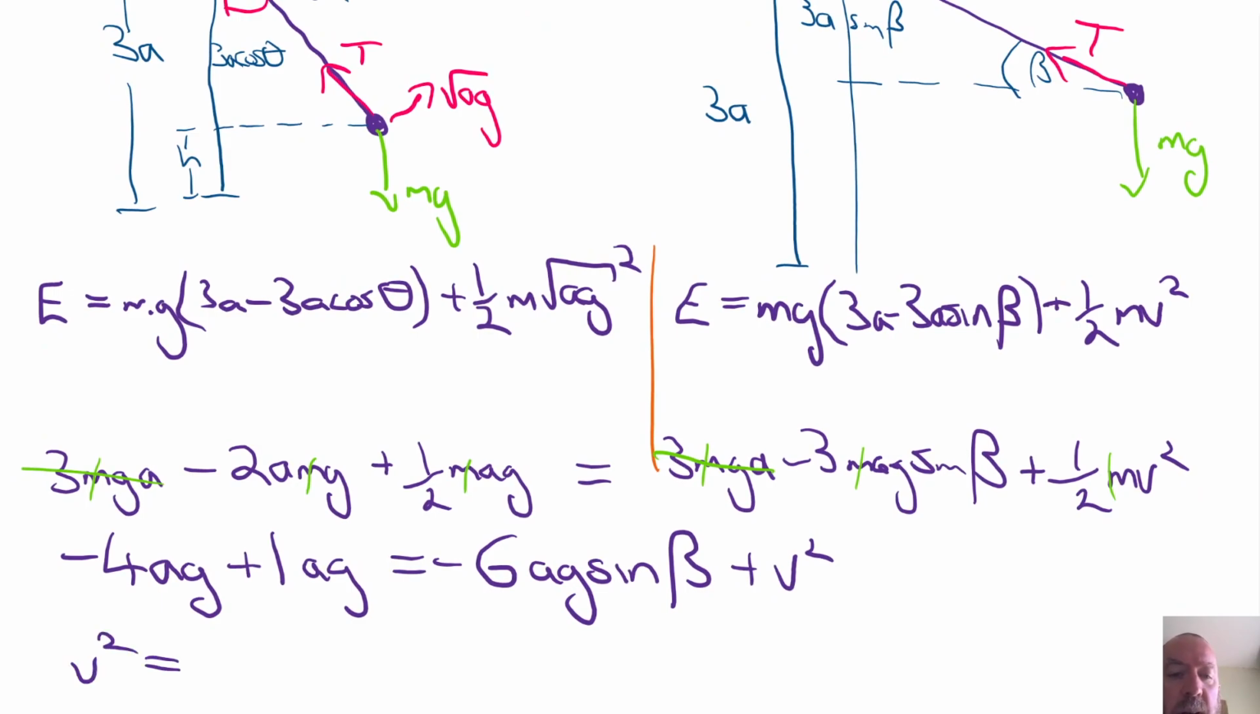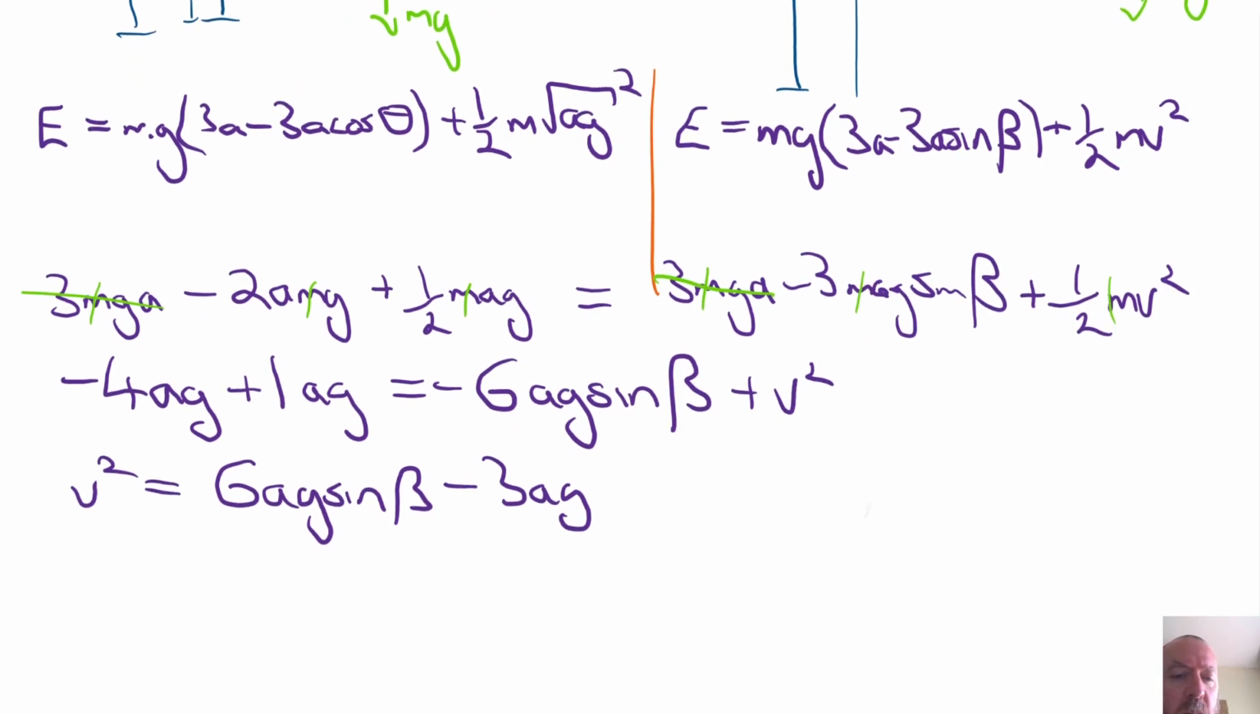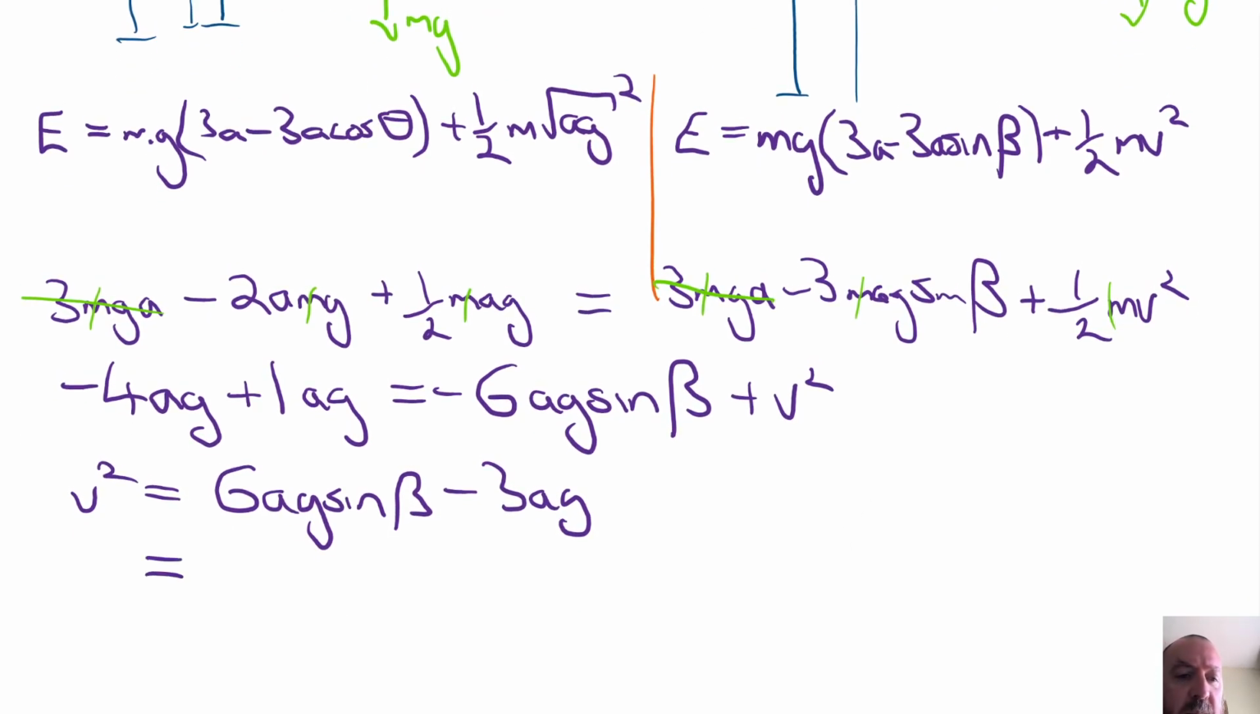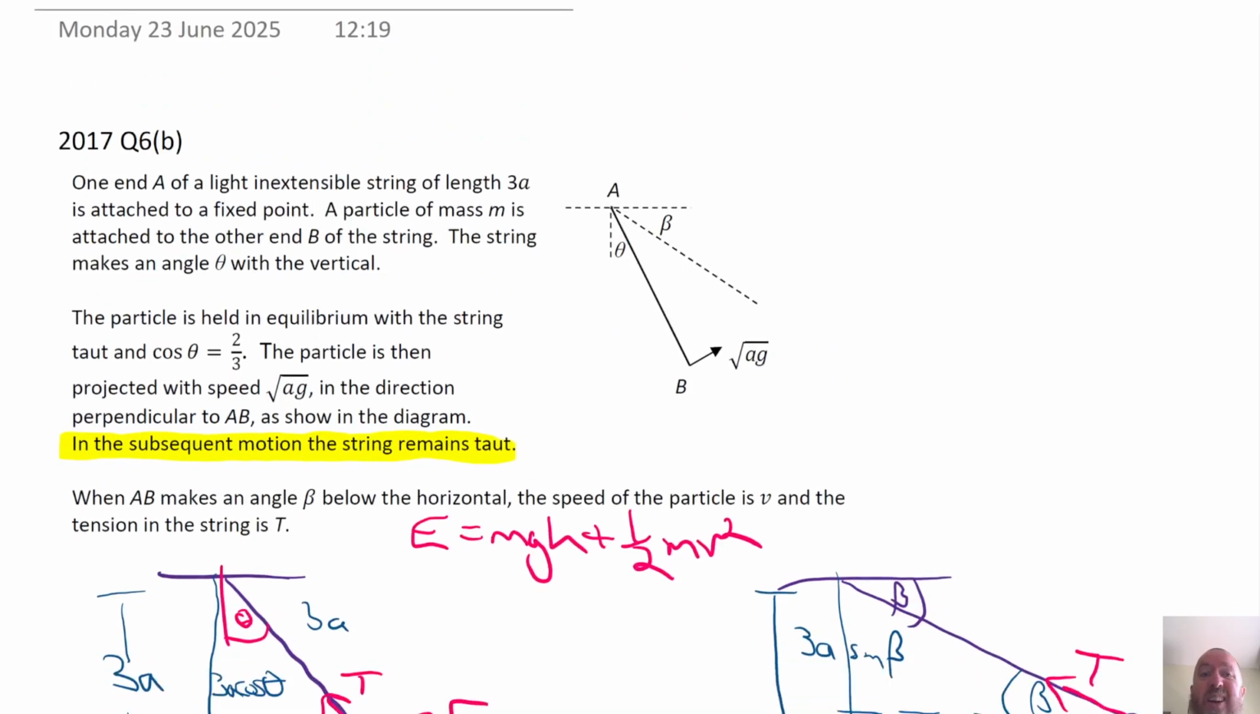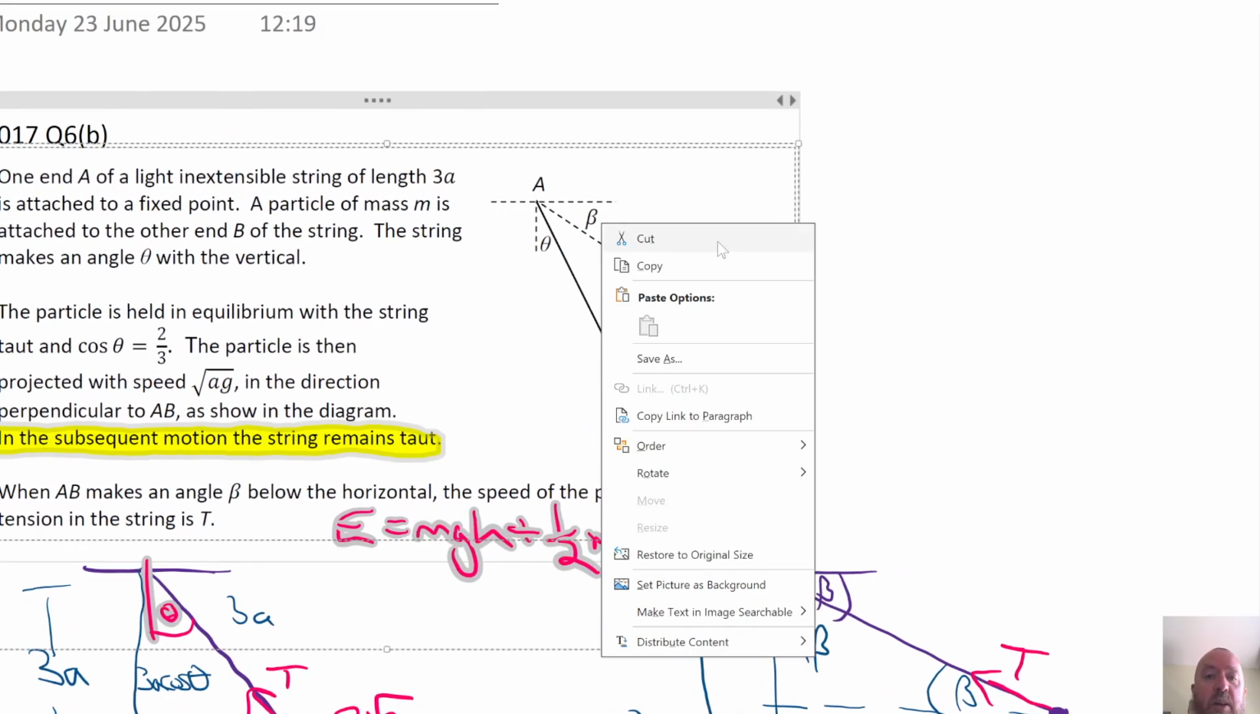Okay, cool. V squared is 6, or not 6ag. Yeah, no, v squared is 6ag sine beta minus 3ag. And factorizing out everything we can, 3ag times 2 sine beta minus 1, which I think is exactly what we wanted, which I didn't tell you what it was.